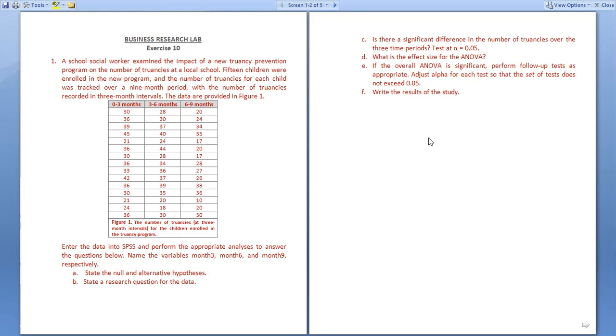What is the effect size for ANOVA? If the overall ANOVA is significant, perform follow-up tests as appropriate. Adjust alpha for each test so that the set of tests does not exceed 0.05, and write the results of the test. So that's the question for us. I've just copied the question and I'll be moving on with the analysis part.